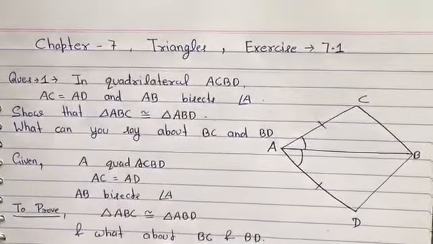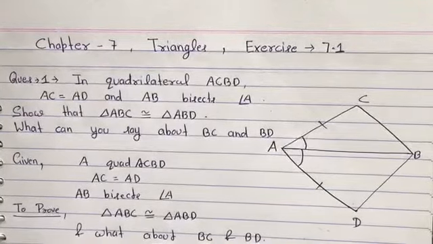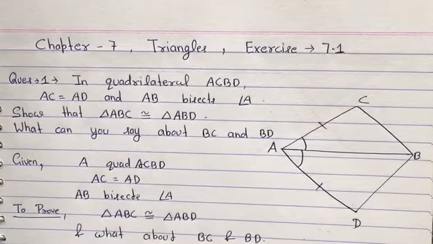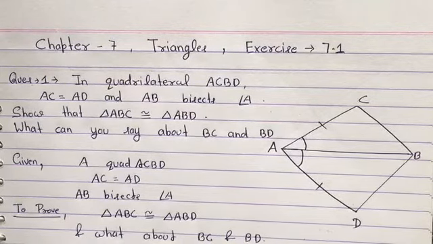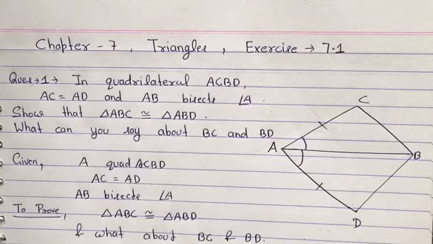Hello students. In today's class, we are going to discuss mathematics of your class 9th, and this is your chapter number 7, Triangles, which is going on, and the concepts related to this chapter you got earlier. As you know, this is the matter of congruency of any two triangles.